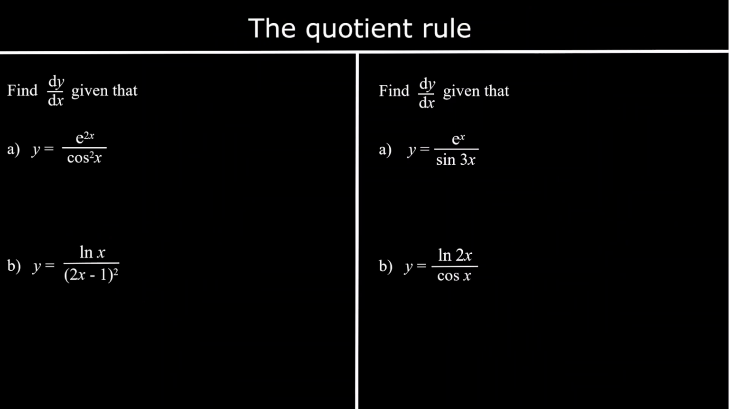And another set of questions. Again, we've got something in the form y equals u over v. So we're using the quotient rule. It's just that this time we've got logs and trig functions. So u is e to the power of 2x for the first one. So du dx is 2e^2x. V is cos squared x, which is the same as cos x squared.